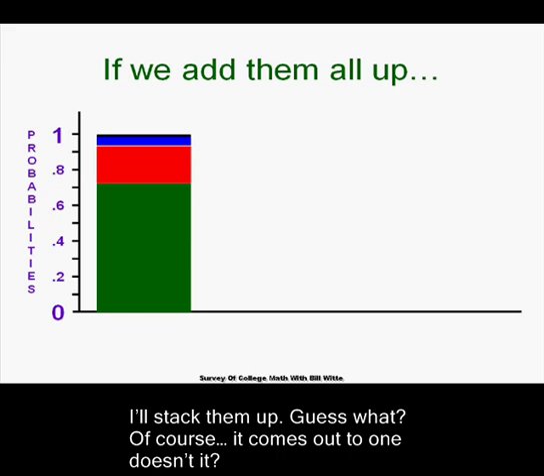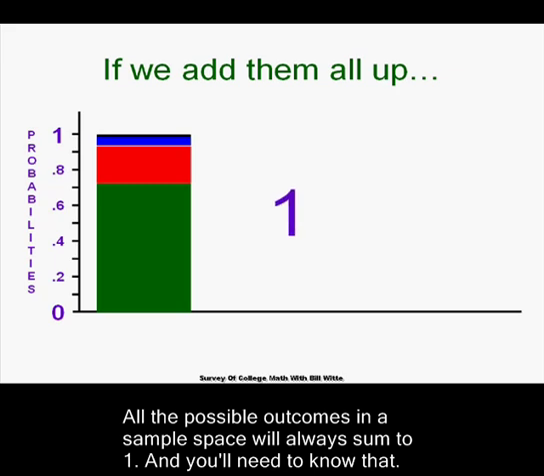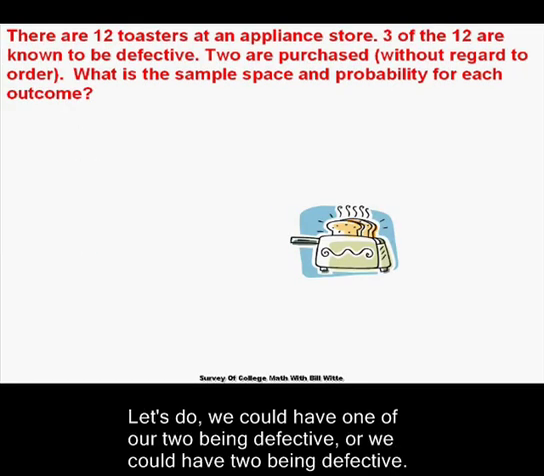Guess what? Of course it comes out to 1, doesn't it? Just as I suspected. Of course it should. All the possible outcomes in a sample space will always equal 1. You'll need to know that. Let's try another one.